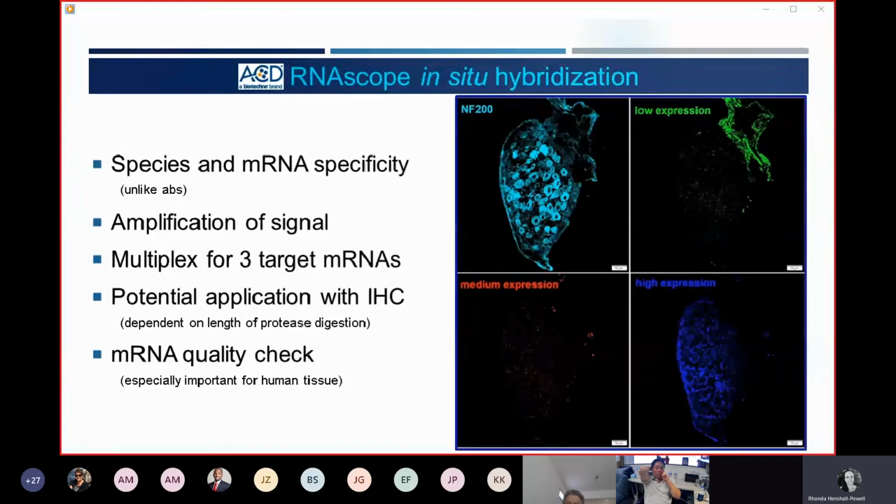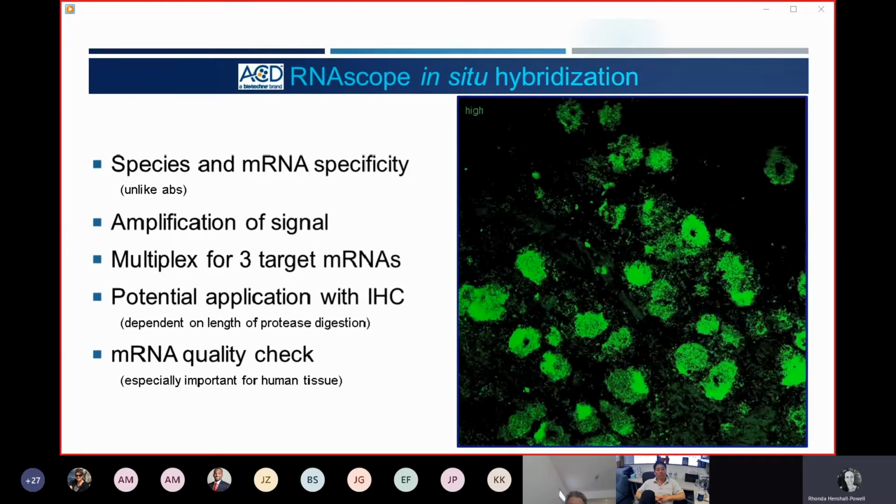The idea here is that you really want to see signal in all 3 of your mRNA target probes. And you want to see this varying degree of expression, because if you only see the medium expressing transcripts as well as the high expressing transcripts, you may be missing detection of your low expressing genes when you do the RNAscope assay.